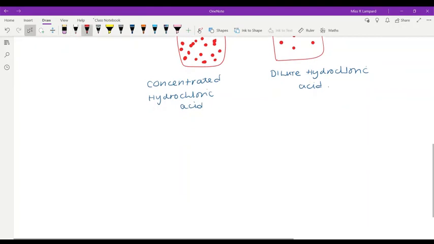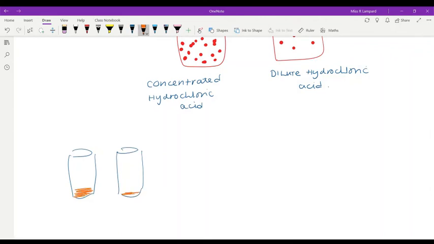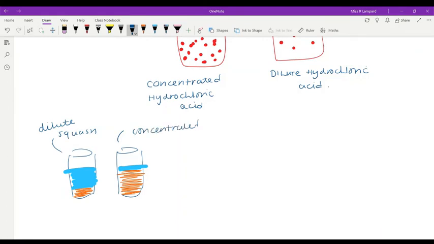And it's just like when you make yourself a glass of squash at home. So let's say I fancy a glass of orange squash, okay? If I add a little bit of squash, okay, or if I add a lot of squash and not much water, okay, it's just like saying this here is dilute squash, whereas this is concentrated squash. That's just as an example.